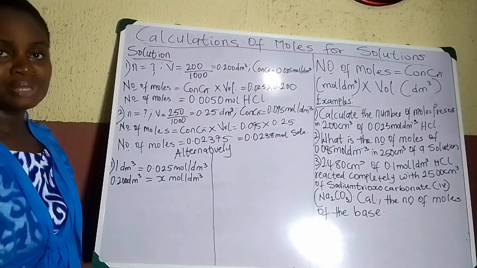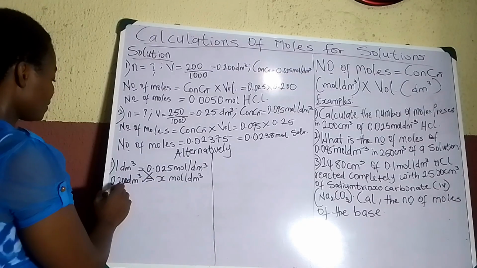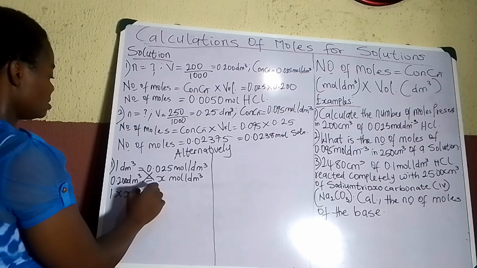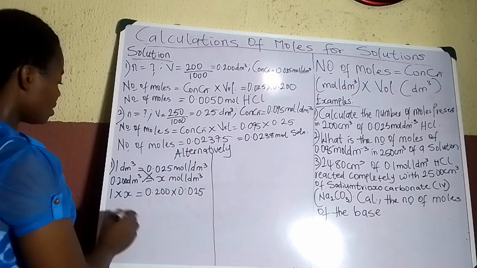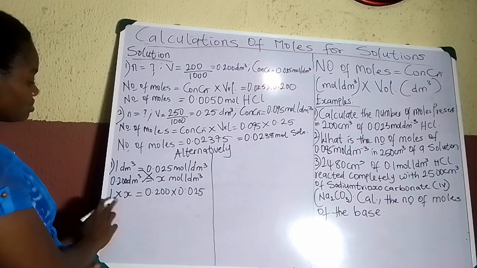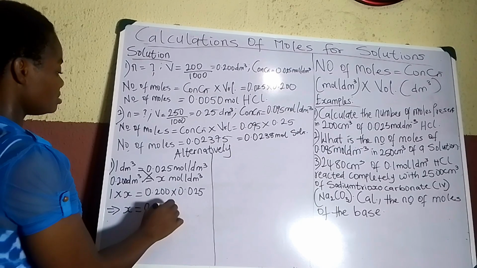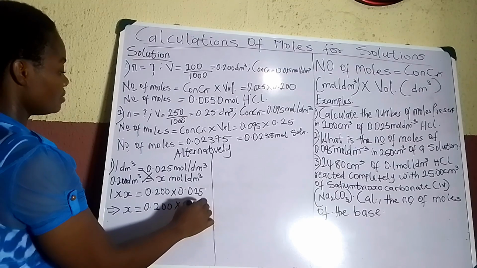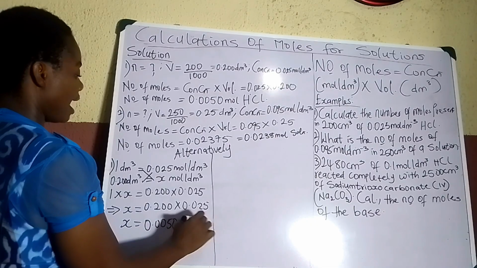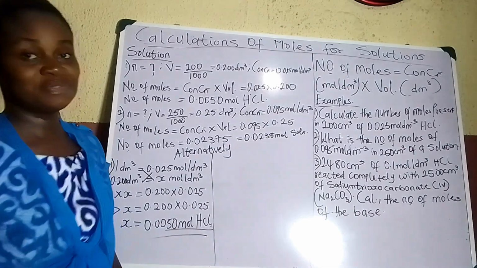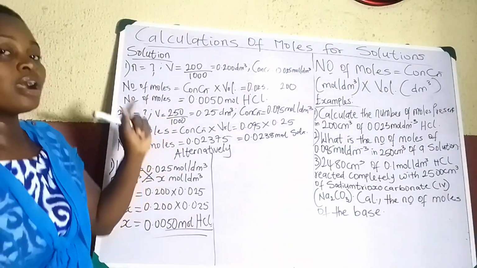Now, what are we going to do in this case? Good. Cross and multiply. Very good. Now we say 1 times x is equal to 0.200 times 0.025. And of course, when you divide through by the coefficient of x, which is 1, we have our x as 0.200 times 0.025, which is 0.0050 mole of hydrochloric acid. Beautiful. That is the answer. We have done it alternatively without using the formula.